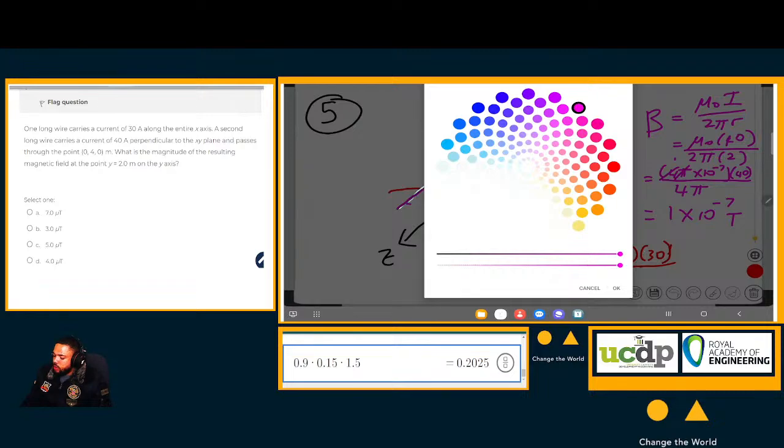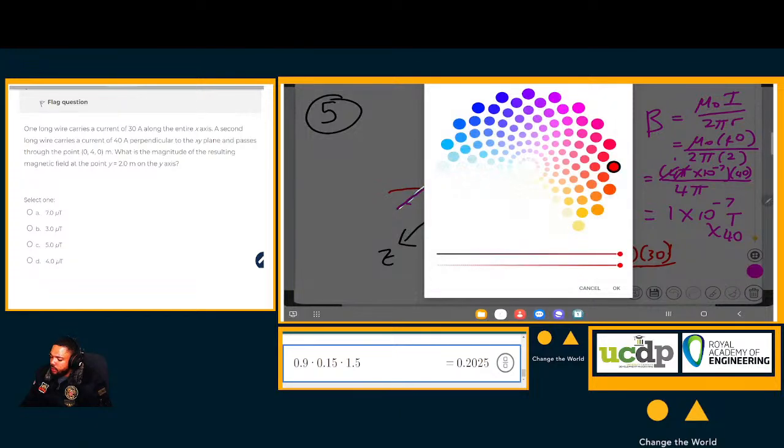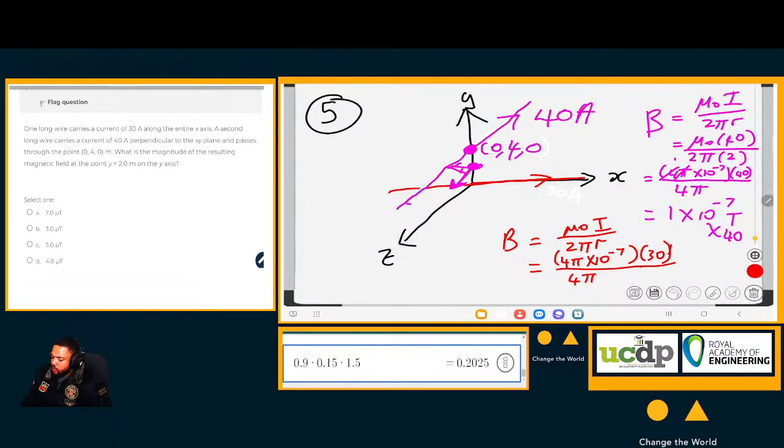Times 40. This answer should be 40 times 10 to the negative 7. It should be times 40, the current. And in this case, it's 4 pi again, 4 pi because the distance is 2. It's the exact same situation here as in here, except the direction is here.